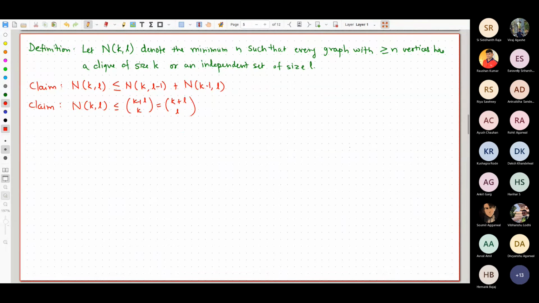So what we'll just do, we'll just slightly simplify the problem. Henceforward, we'll just assume k is equal to l, and our goal is now going to be to get a good lower bound on n of kk.